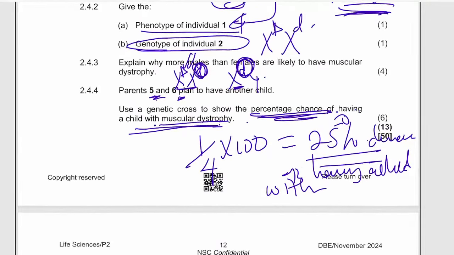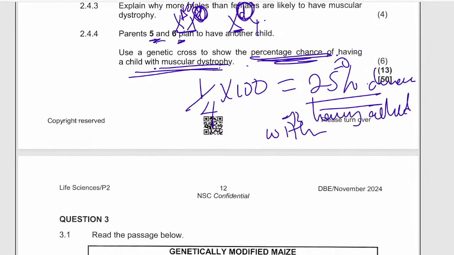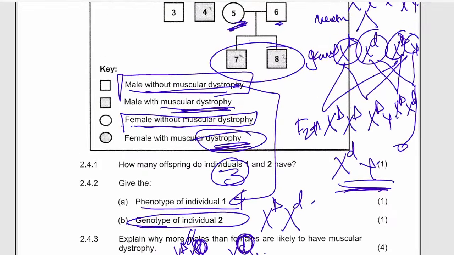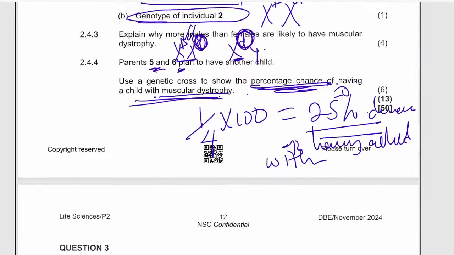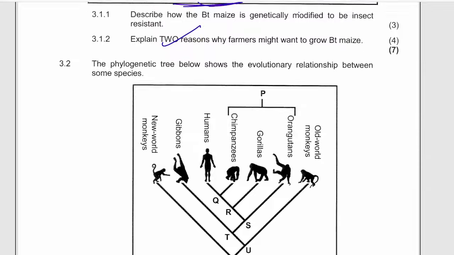Someone is saying 2.44. We did this 2.44, guys. We did the genetic cross here, and we ended up having 25%. All right, then we go to the next question.